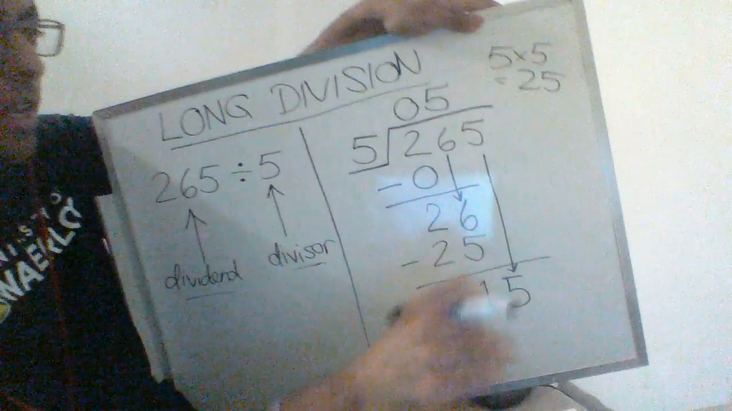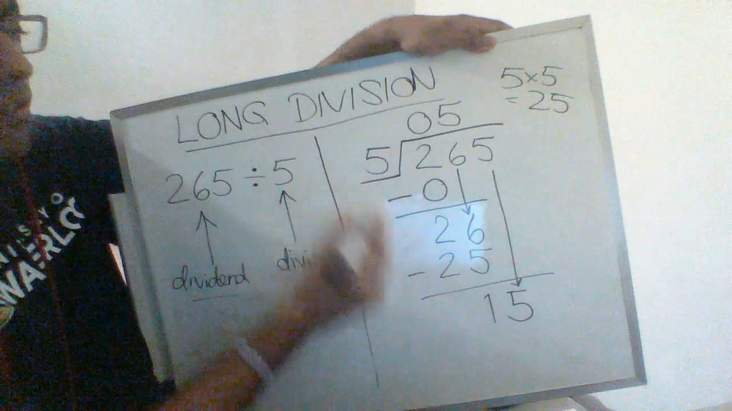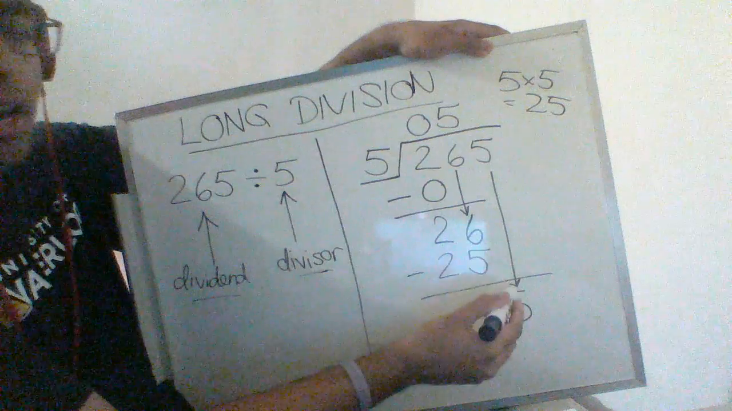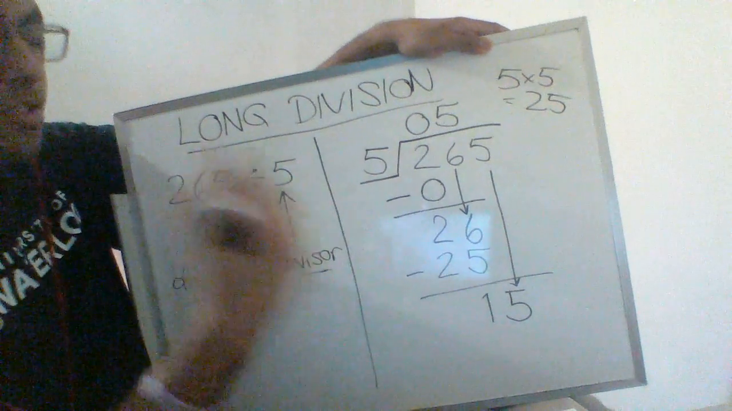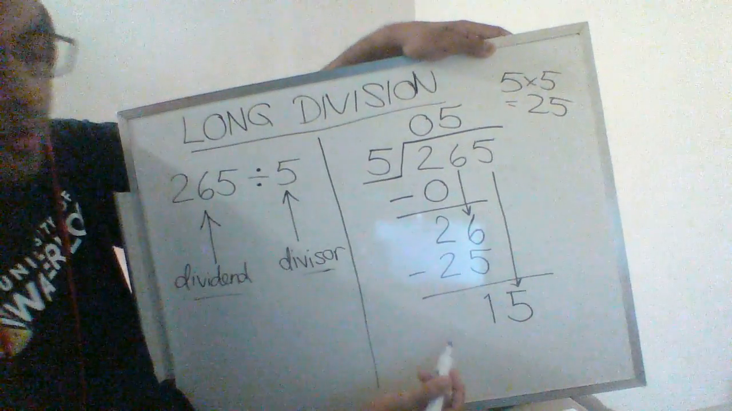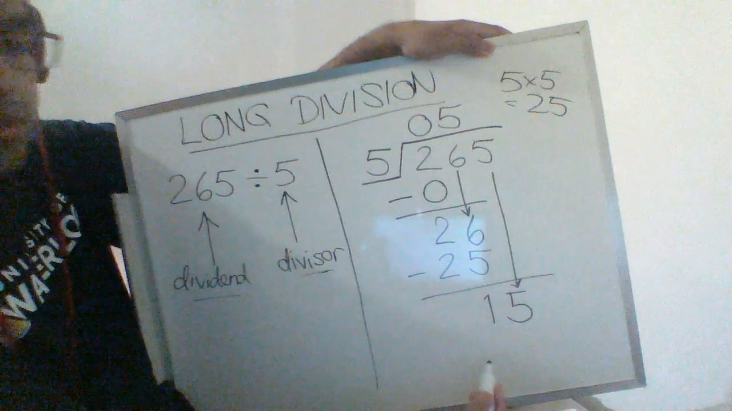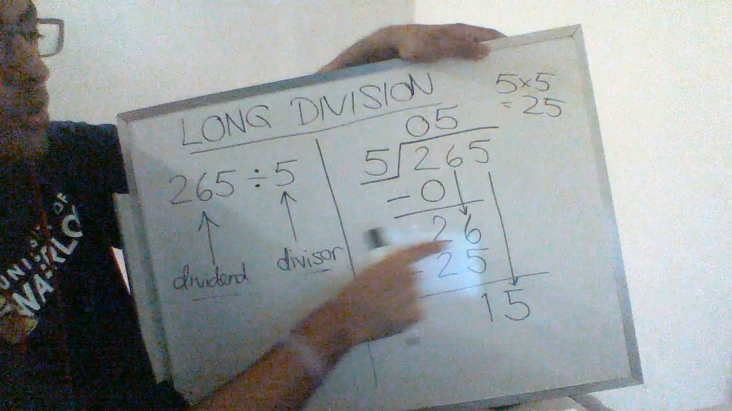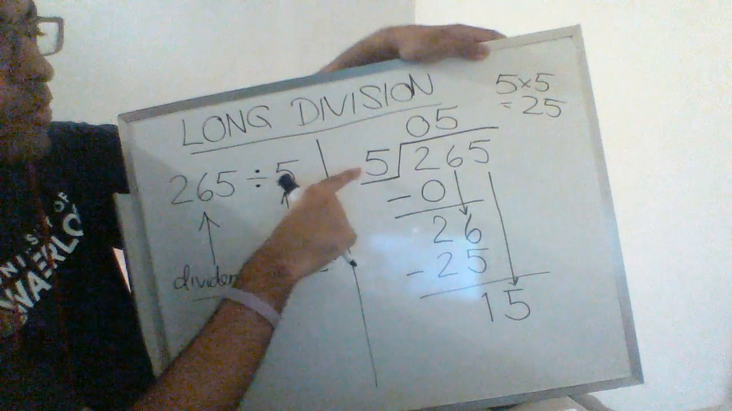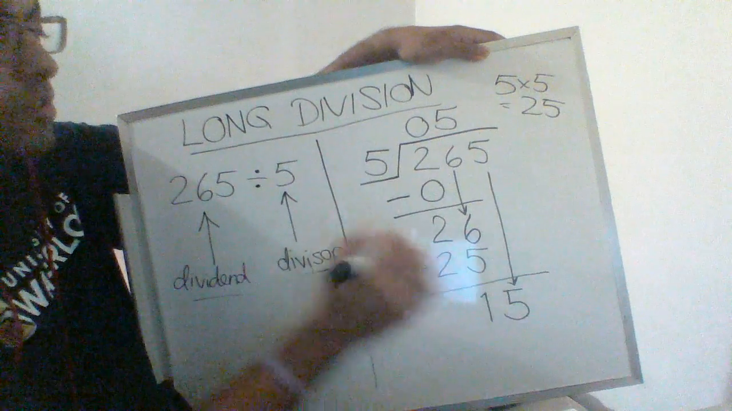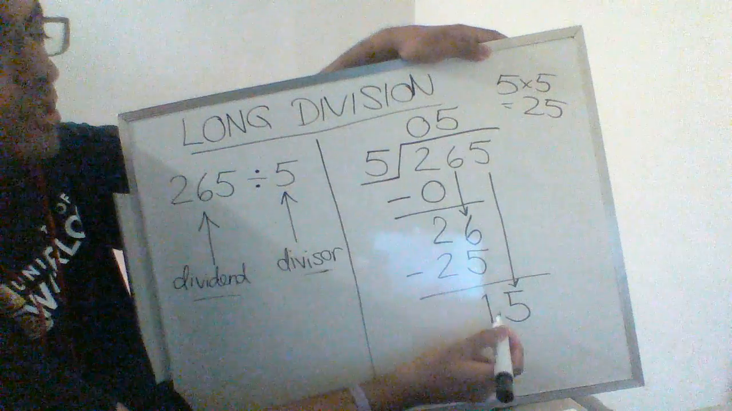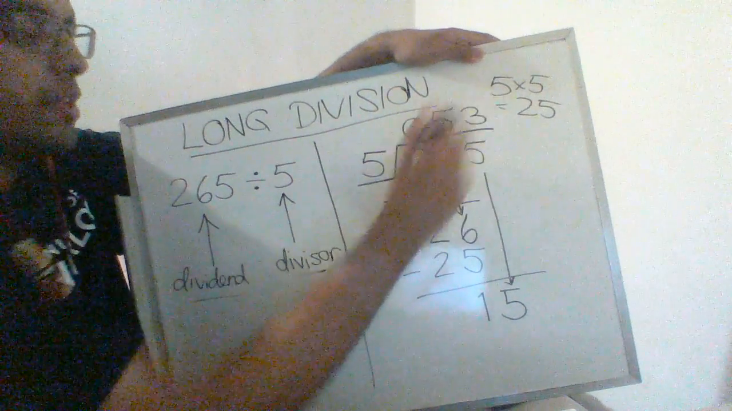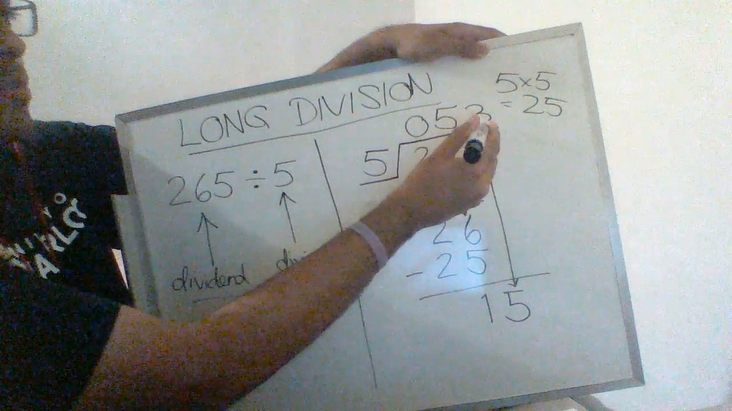Now we ask ourselves again, how many times does 5 go into 15? So basically every time you pull down a digit, you have to ask yourself, how many times does 5 go into whatever number is closest to the bottom? So earlier we pulled down the 6, we said how many times does 5 go into 26, we did all that stuff. Now we've got a 15 because we've pulled down this 5, so we have to ask ourselves again, how many times does 5 go into 15? And the answer is 3 times. 5 multiplied by 3.